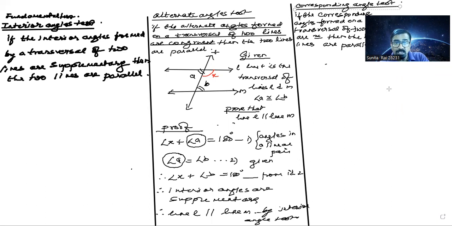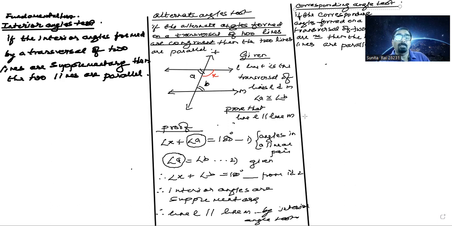So there are three tests for parallel lines. The first test was interior angle test. If the interior angles formed on the transversal of two lines are supplementary, I can say the lines are parallel. Likewise, you have alternate angle test. If the alternate angles formed on the transversal of two lines are congruent, I can say the lines are parallel. In the same way, you have corresponding angle test. If the corresponding angles formed on the transversal of two lines are congruent, then the two lines are parallel.